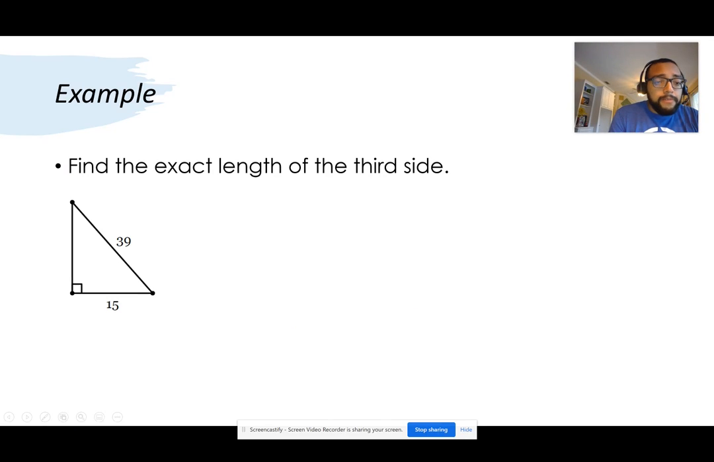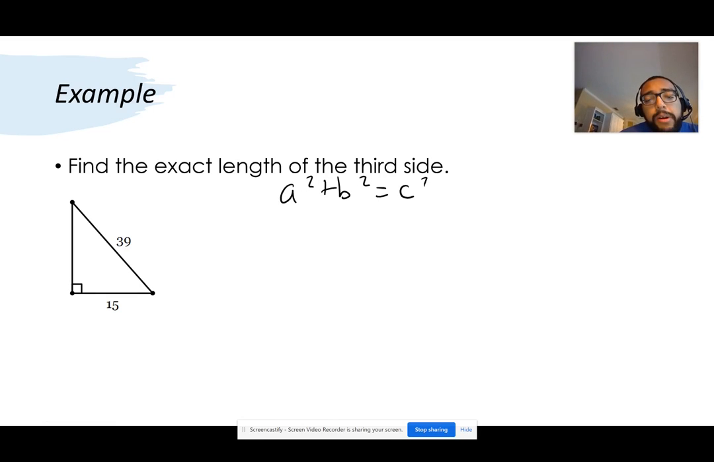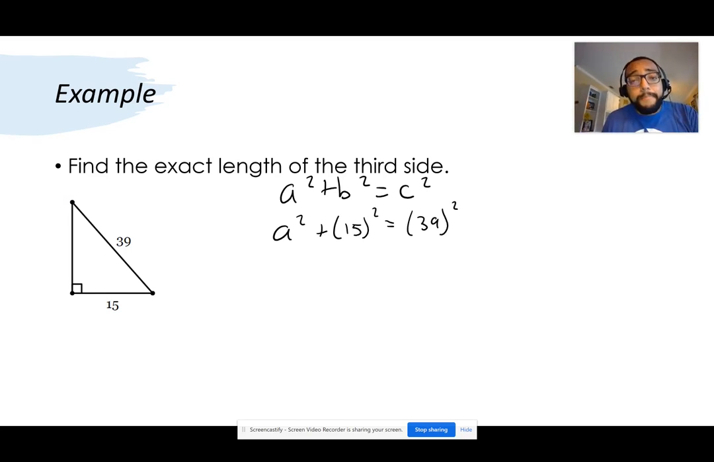Let's see here. Find exactly the third side. Again, same thing. So a squared plus b squared equals c squared. And just to stay constant, I'll say I want to find out what is a. Okay? So here, a squared, well, we just saw that 15 squared was 225. And again, 39 squared, use a calculator. Don't torture yourself. 1521.